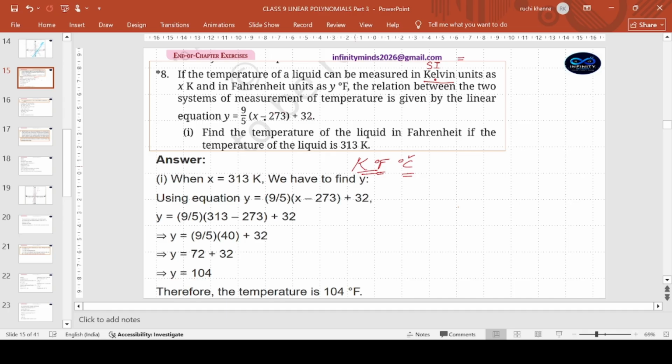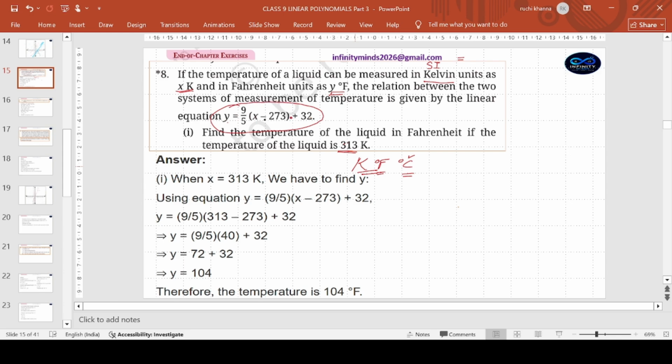That is just for your knowledge. You should be knowing, otherwise you aren't accustomed to reading this. Measured in Kelvin units, x K. For you, just see that Kelvin will be labeled as x and Fahrenheit will be labeled as y. These are the two variables. y equals 9 by 5... Now find the temperature in Fahrenheit, so Fahrenheit, that is y, will be missing. If the liquid is 313 K, that means the value of x is 313. We are going to make use of this particular equation, a ready-made function given to us.